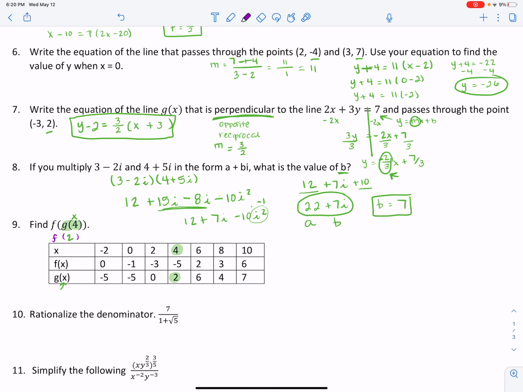Okay, so 2 is now your x. So find where x is 2 and then go to f. It's negative 3. And that's the answer. All right.